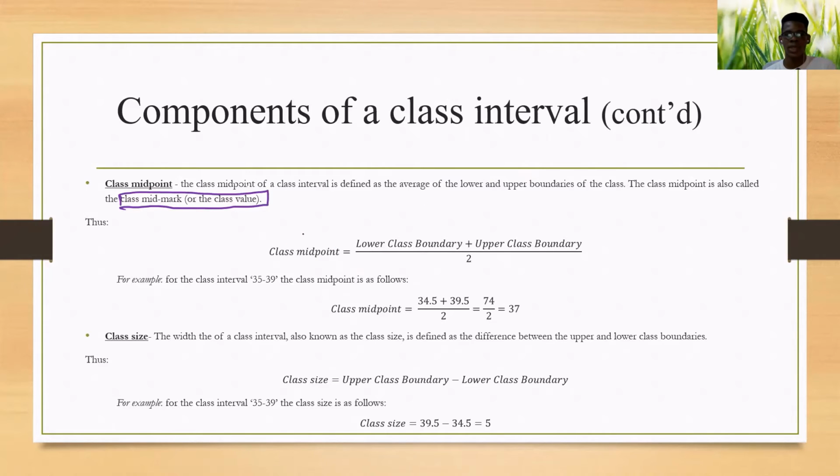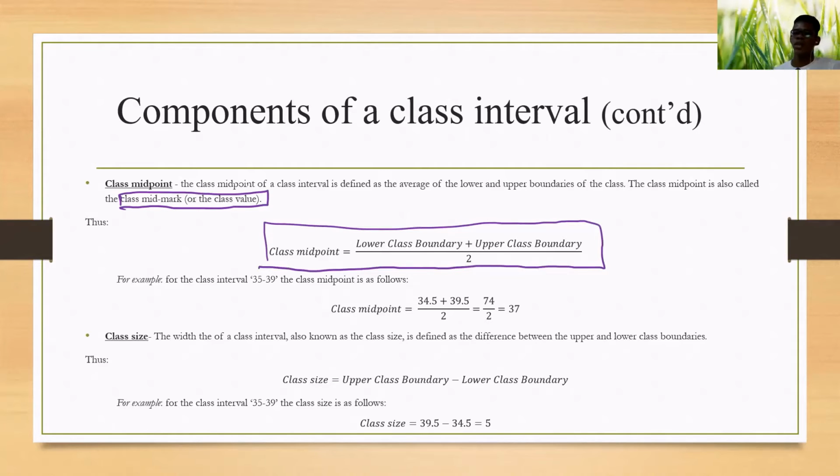In other words, the class midpoint is equal to the lower boundary of the class plus the upper boundary divided by 2. That's how you find the averages. We were just doing that just now when we were looking at the average between the consecutive class limits, right? So just add your upper boundary plus the lower boundary and divide it by 2, you will get your class midpoint.